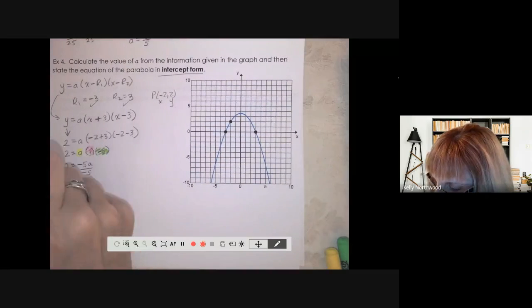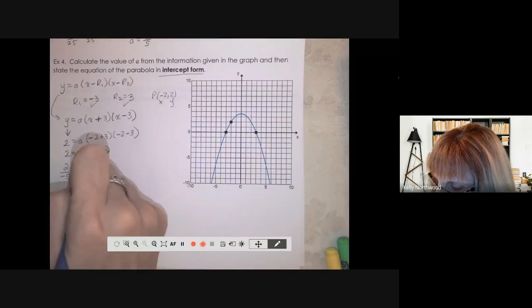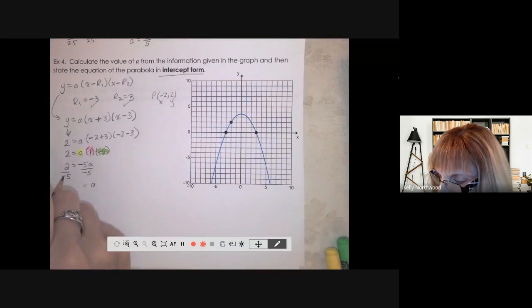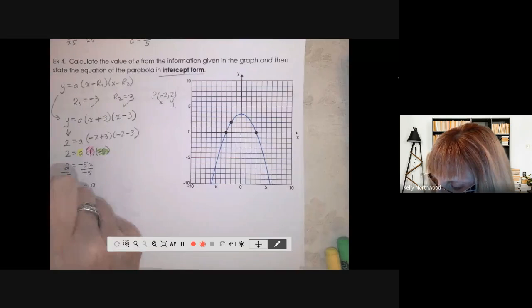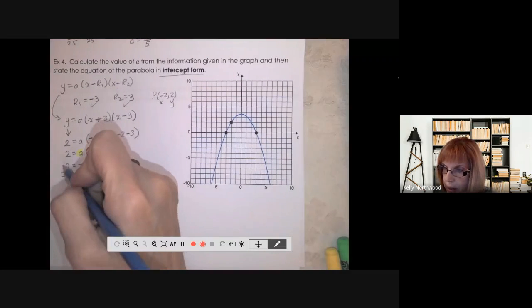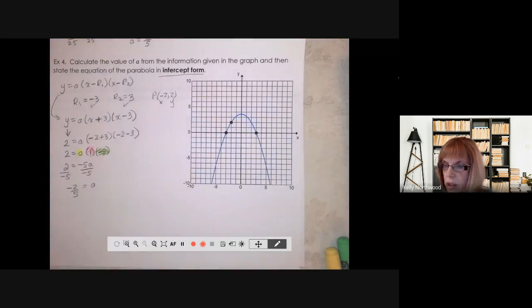And then divide both sides by -5 to get a by itself. Even though the negative's in the denominator, when I rewrite this fraction, I'm going to bump it up to the numerator since it doesn't matter whether it's with the denominator, the numerator, or even with the fraction bar. So I'm thinking a is -2/5.